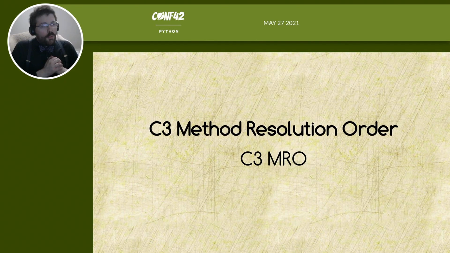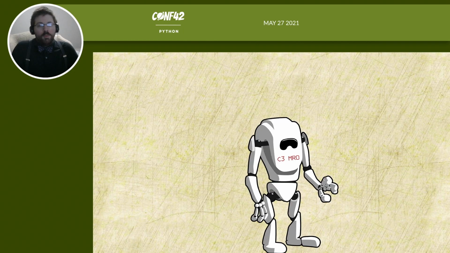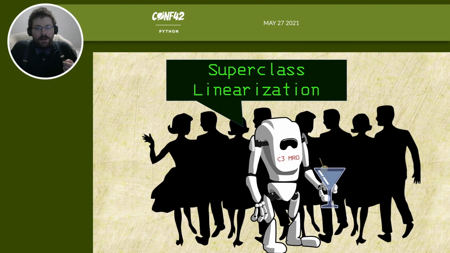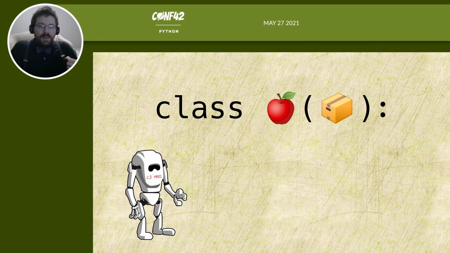So the way Python handles this multiple inheritance situation is through what is called the C3 method resolution order, or C3 MRO, which frankly sounds like a droid out of Star Wars. Now, the whole point of the C3 MRO is to determine the superclass linearization of a class, which is just a big fancy term that you can use to impress people at cocktail parties. So the superclass linearization is determined like this.